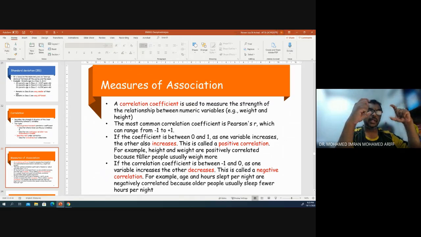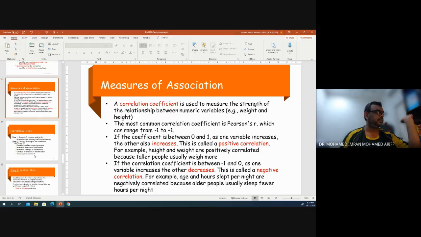Positive means adakah dia akan naik sama, tinggi, rendah, ataupun terbalik? Is it a negative correlation? Naik satu, turun satu, naik satu. Okay, so we want to find out. That is what it means by correlation.